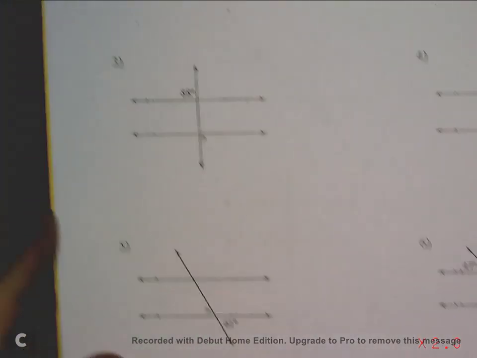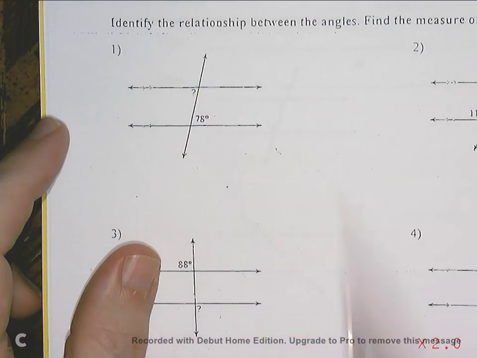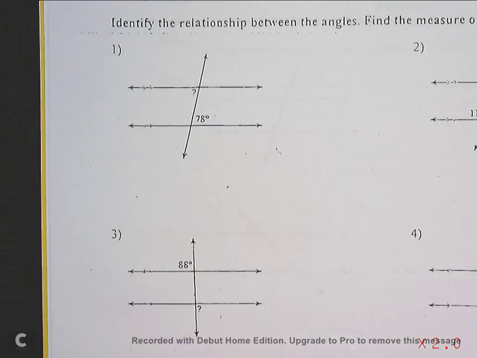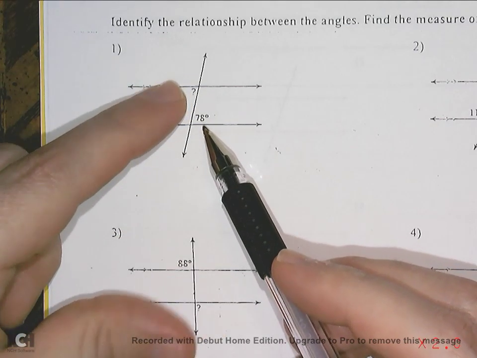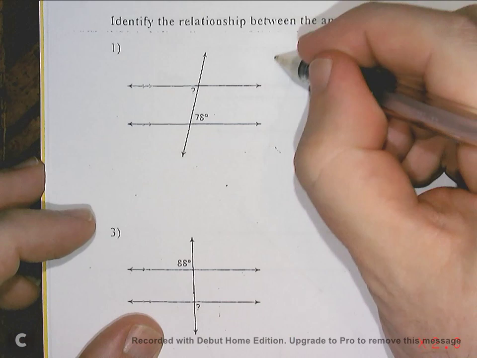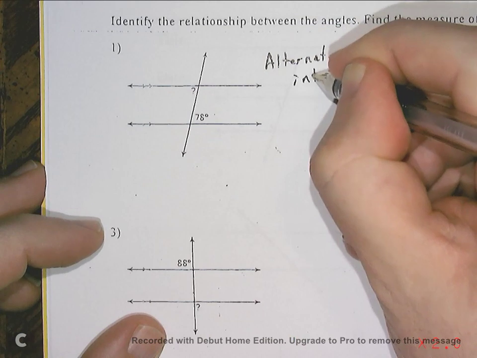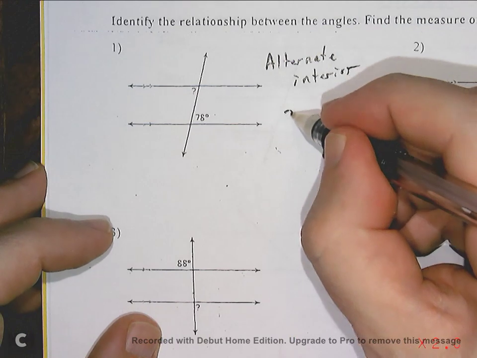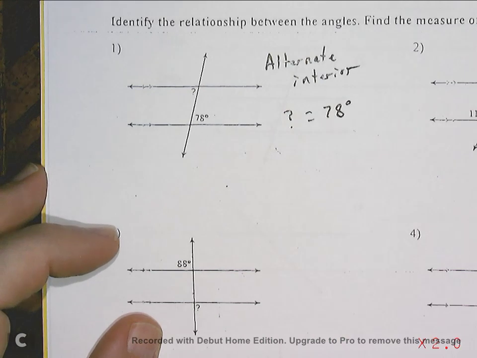Let's look at this problem, for example. It wants me to figure out this question mark, and I know this angle is 78 degrees, and I need to figure out what that angle is. So first thing I'm going to do is try to figure out what's the relationship here. They're both interior angles. They're in different intersections on different sides of the transversal. That would be alternate interior angles, right? If it's alternate interior angles, we already discussed that those are equal to each other, right? So that question mark would have to equal the other angle. So that question mark has to equal 78 degrees.